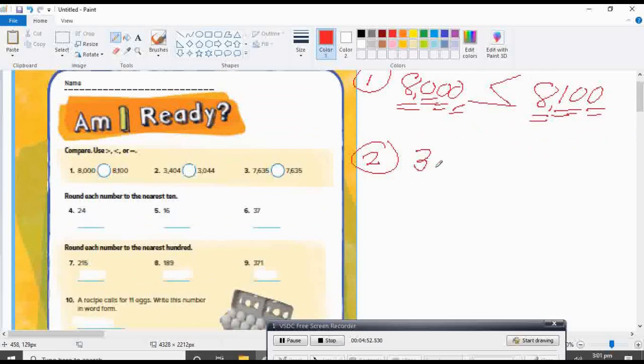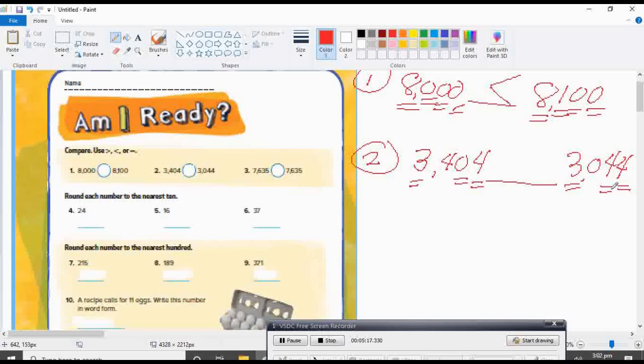Another example in question number 2. You have 3,404 compared to 3,044. Both of the numbers have the same digit in ones. Both of the numbers have the same digit in the thousands placement. Look for the tens.